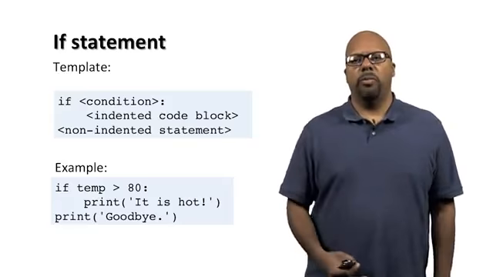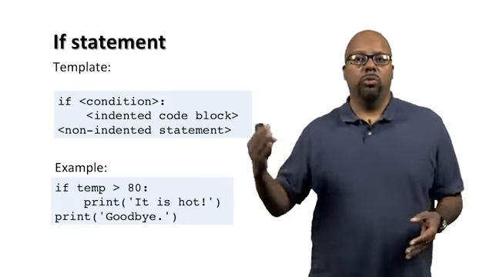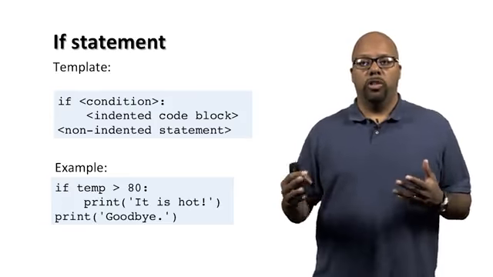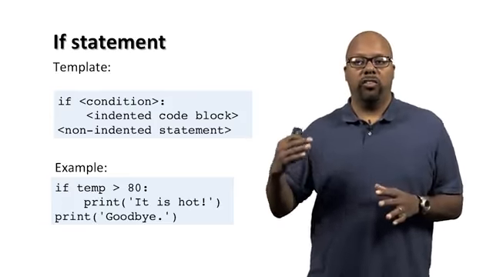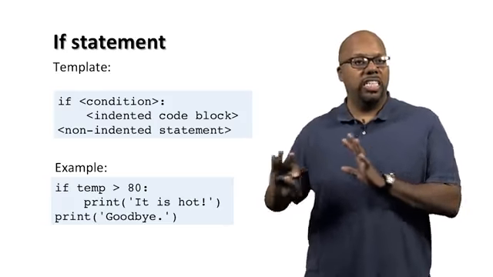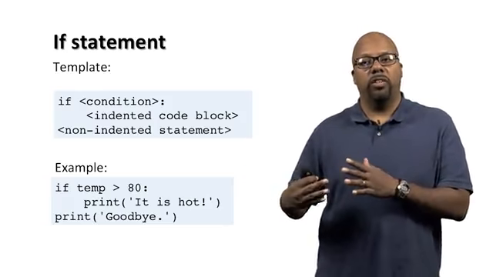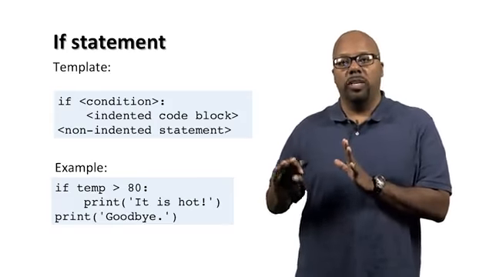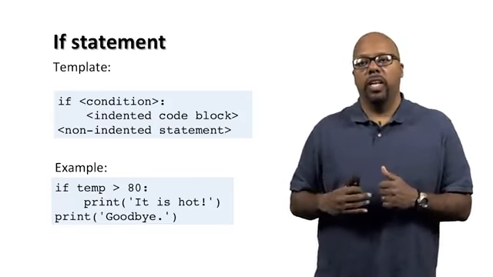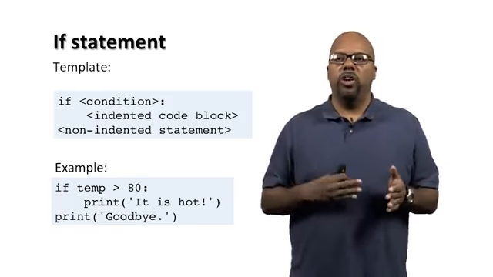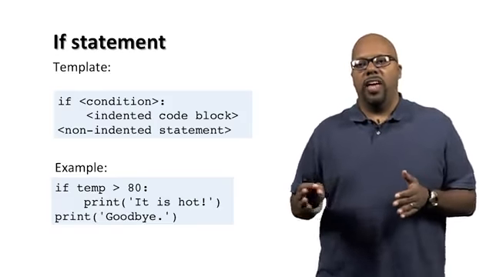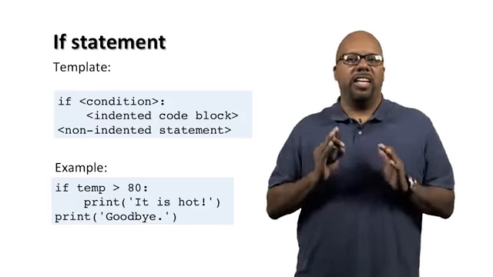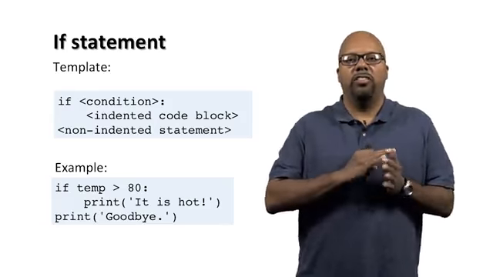The template you can see up above: if a condition is true, colon, you do some code. That indented code block is all the code that you want to do. You make sure it's indented so that the interpreter can tell it's supposed to be executed when the condition is true. After the if statement is done, you have non-indented code, and whatever non-indented code you have signifies that the if statement is done.